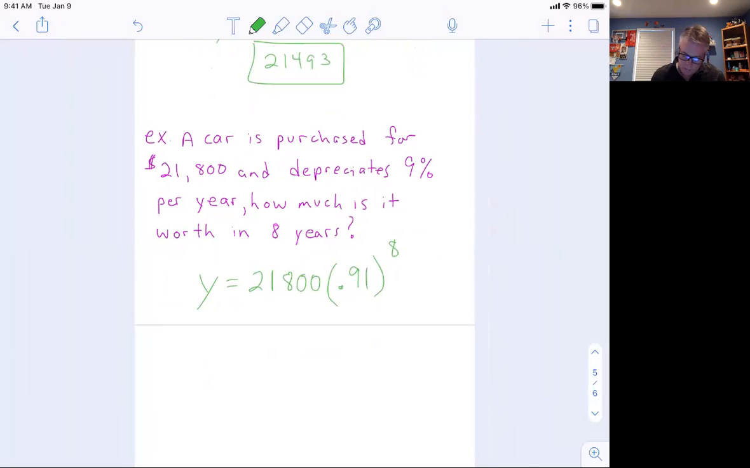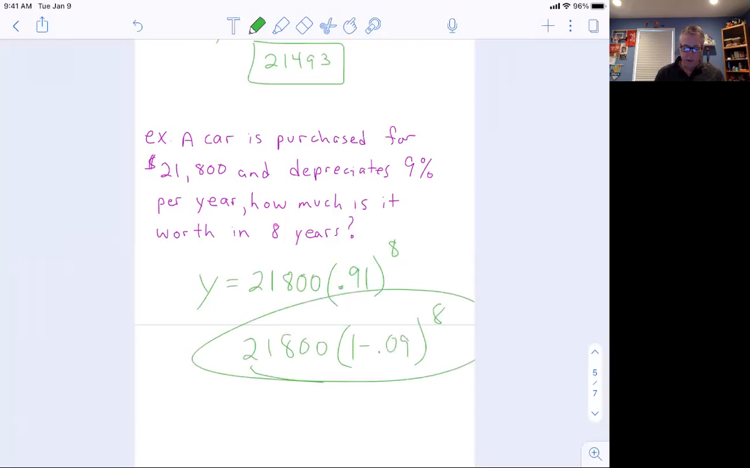Now, if that 0.91 is hanging you up, and I know we had that question before, you can write it out, because we're using our calculators. You could write it as 1 minus 0.09 to the 8th. And you can just plug that right into your calculator. It's the exact same thing.